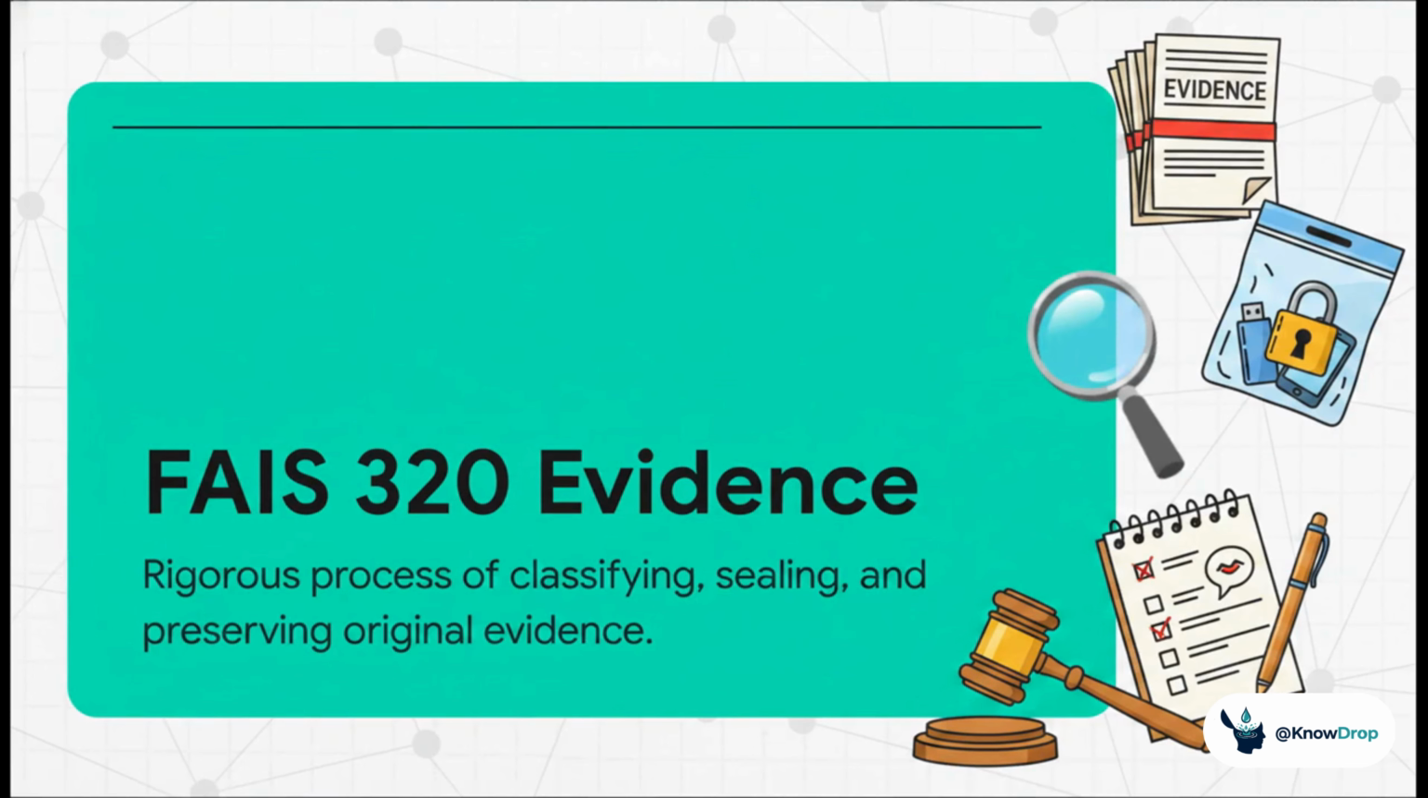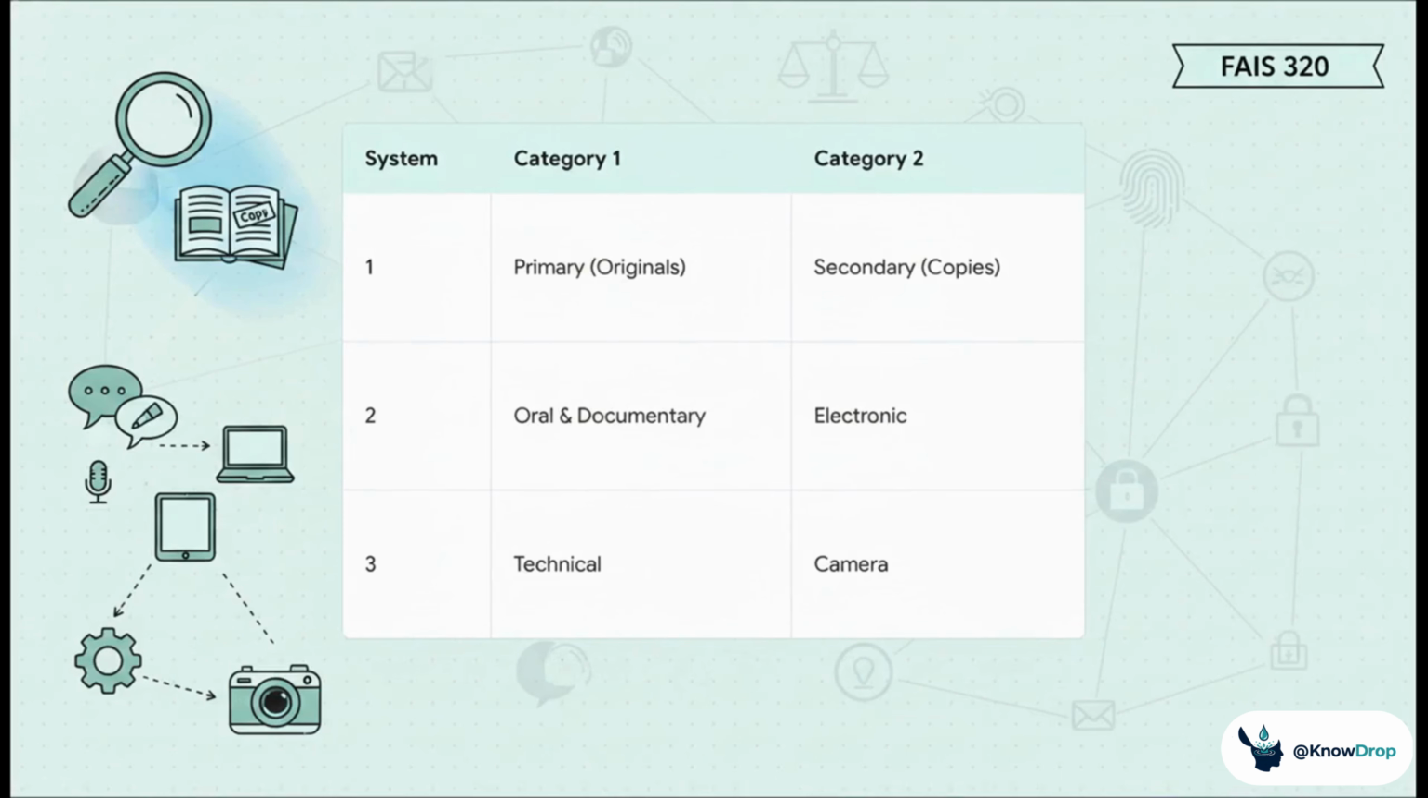We've investigated, brought in experts, and built our hypothesis. Now we move to locking down the proof under FAIS 320, evidence and documentation. This isn't just about filing papers. It's a rigorous process of sealing and preserving every single piece of original evidence until all legal proceedings have entirely concluded. Furthermore, under this standard, if you face any non-cooperation by stakeholders during evidence gathering, you are legally required to document and report it.